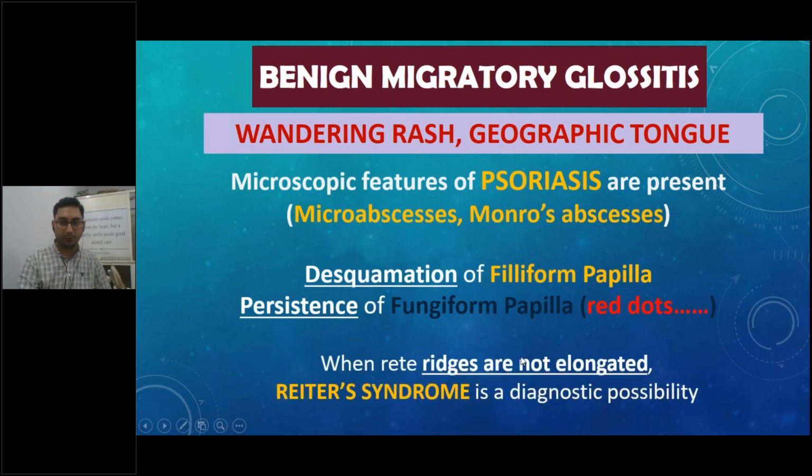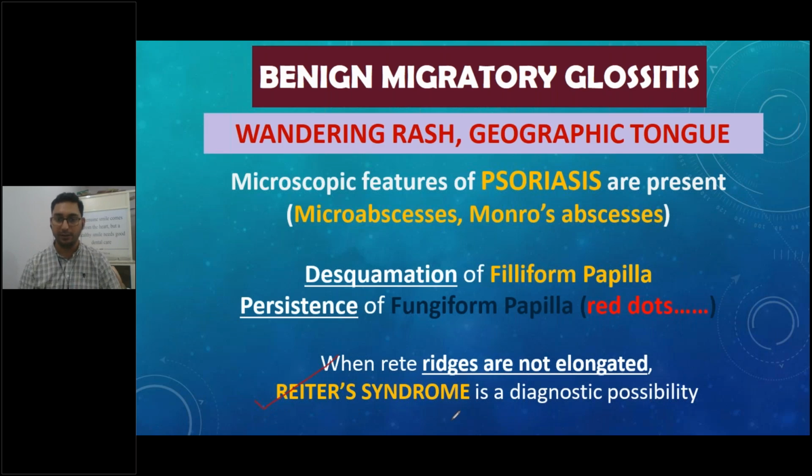Next is very important. As I told you, in psoriasis, rete ridges are test tube shaped and elongated. But if we see a geographic tongue with non-elongated rete ridges, with Munro's microabscesses but rete ridges not elongated, then do expect this syndrome, Reiter syndrome. This is again very important and has been asked many times before. The syndrome associated with geographic tongue is Reiter syndrome. So do remember this.